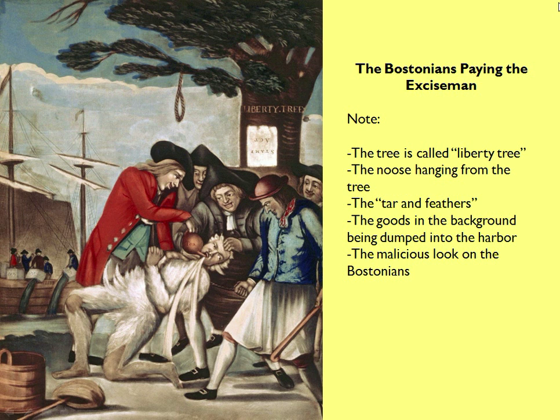Now, if you notice in this picture, the noose, the mob, there, he's got the feathers. There they are dumping British goods into the ocean. This is the point of view of the people loyal to the British government, of saying, they're just angry mobs, and they don't have any reason. They're just reacting with violence.